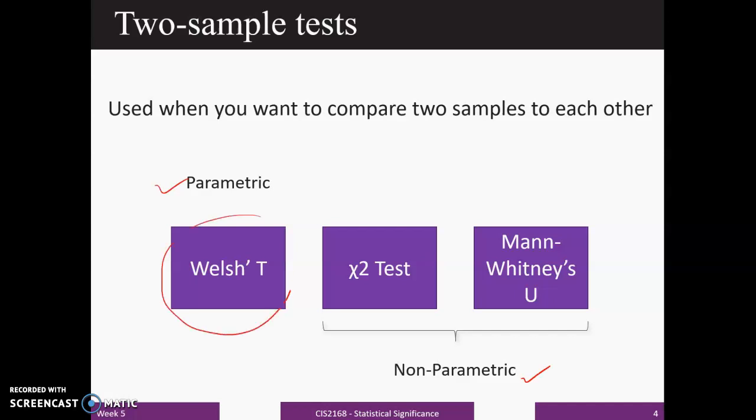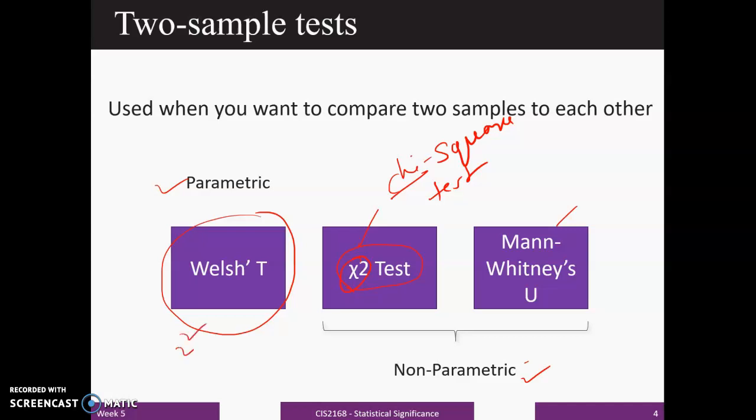Welch t-test is the example for a parametric test, whereas this test is known as chi-square, spelled C-H-I S-Q-U-A-R-E. We read this term as chi-square, though some people pronounce it differently. And the Mann-Whitney U-test is also a non-parametric test. We'll discuss these tests one by one in the coming slides.